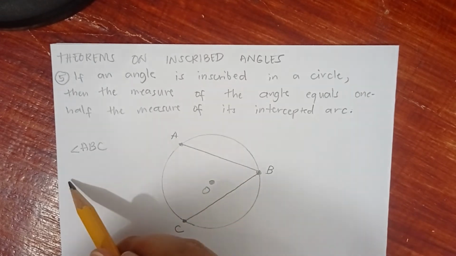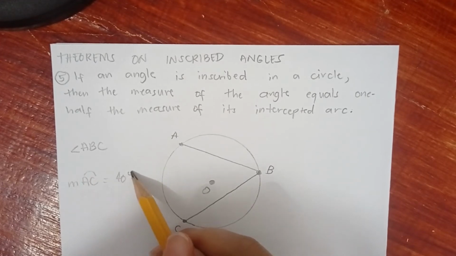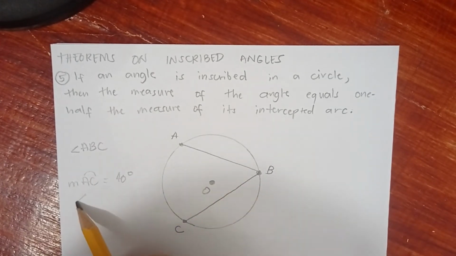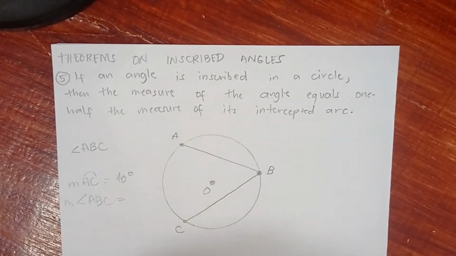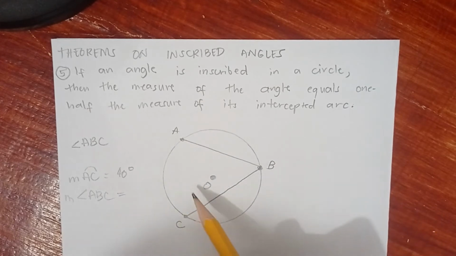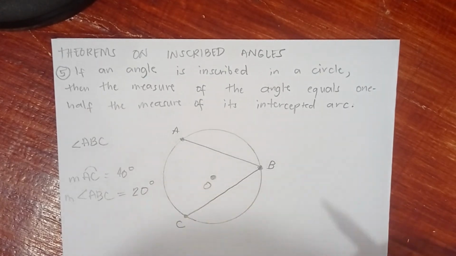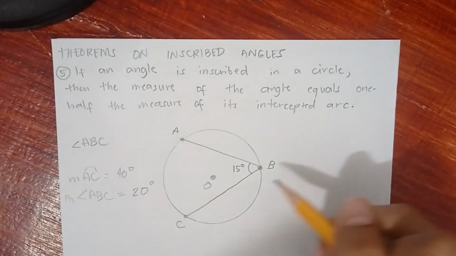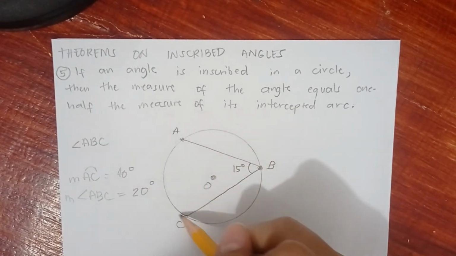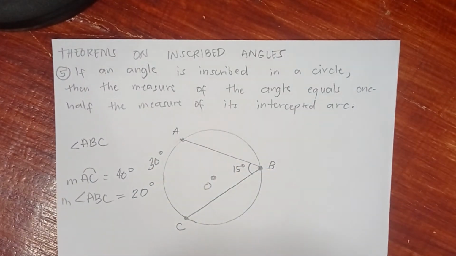So, sinasabi lang dito na yung measure ng arc AC, kalahatiin mo, yun yung measure ng angle ABC. For example, if the measure of arc AC is 40 degrees, what is the measure of angle ABC? Anong measure niya? 40 degrees daw to. So, kakalahatiin mo, automatically, that is 20 degrees. Okay? So, kung ito naman yung given, for example, 15 degrees, ito times 2 mo naman para makuha mo yung arc AC, which will become 30 degrees. Okay? Kukuha ba?